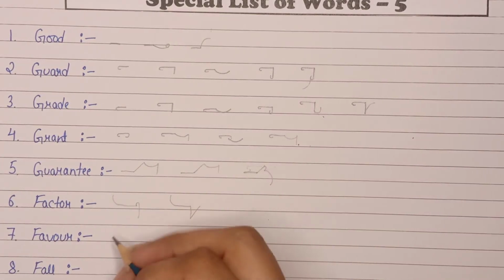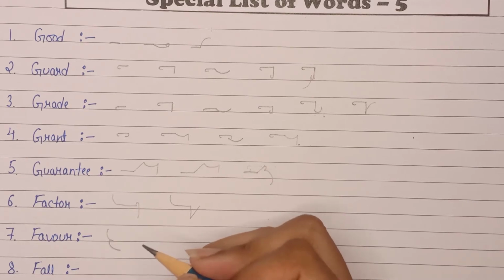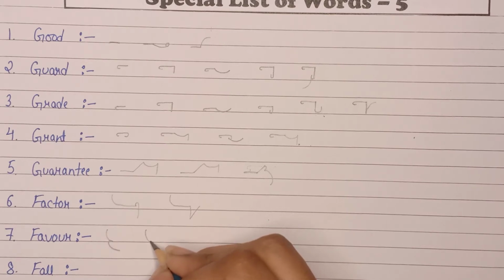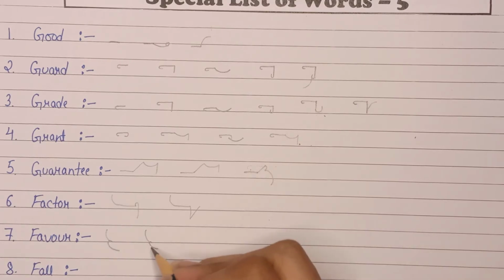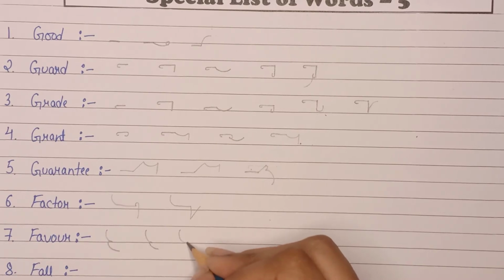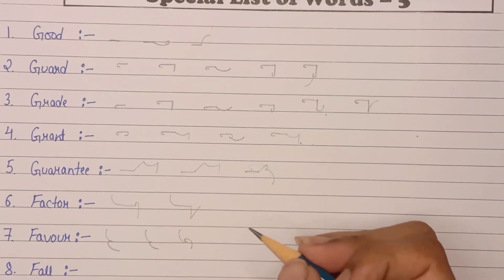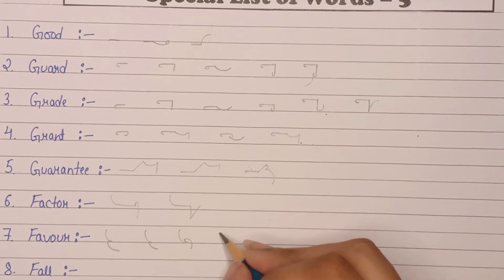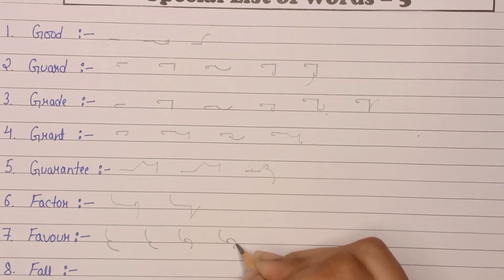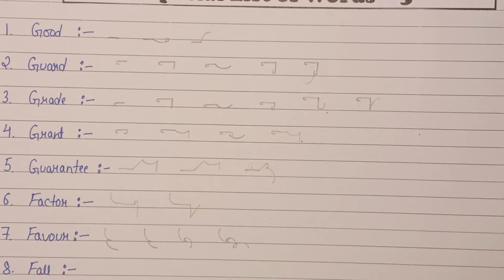Next is favor. Then F and V with V R, favor. Okay. Next F and V R in half length. So this is favored. Next F and reverse form of F R. So this is favorite. And F V R S M, favoritism. Okay, this is V R in half length, favoritism.